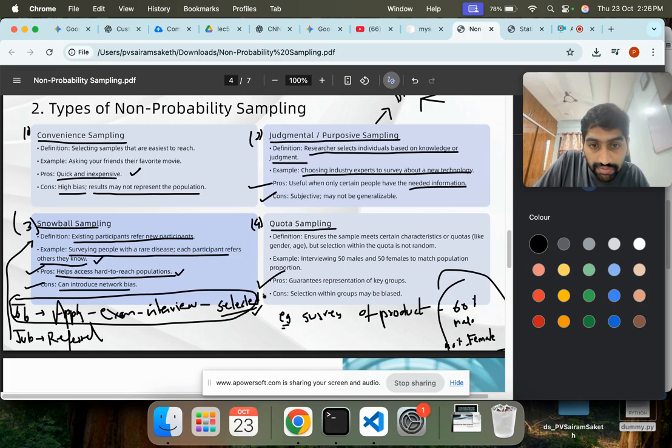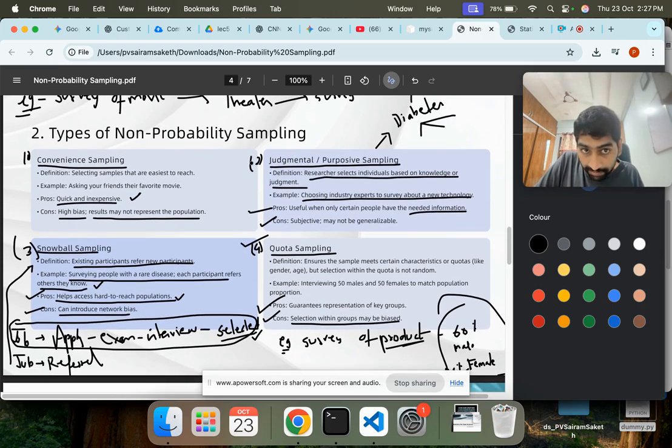But the con is that selection within the group may be biased. Let's say out of the 60% male, if someone from this particular product company is there, he will obviously tell that the product is good. Similarly, if one female is working in the company of this product, she will directly tell that the product is excellent. So the results may be biased, and that's why quota sampling is also not that useful.